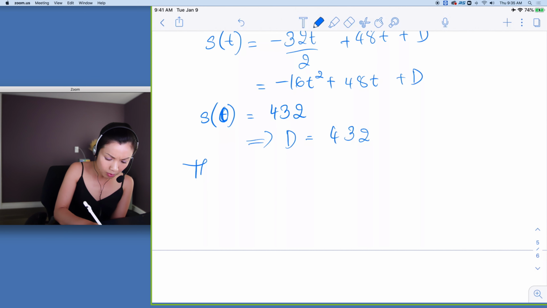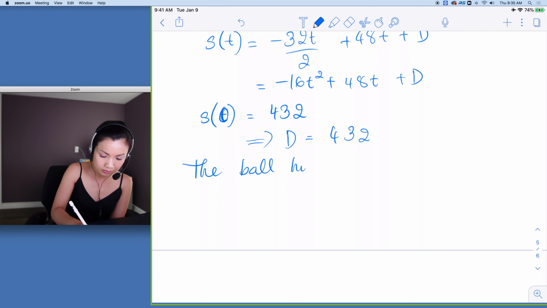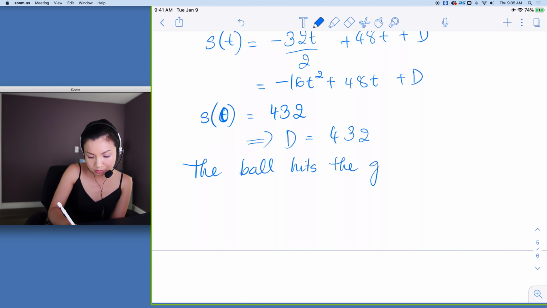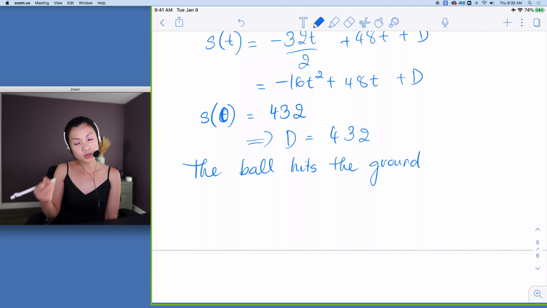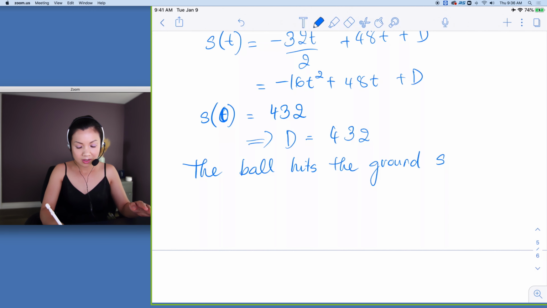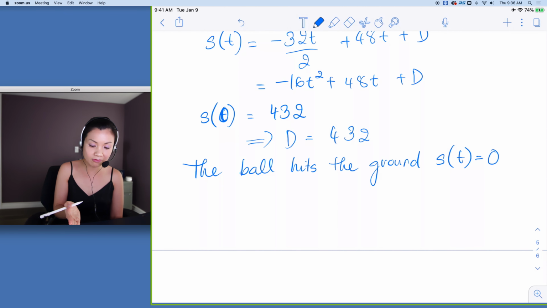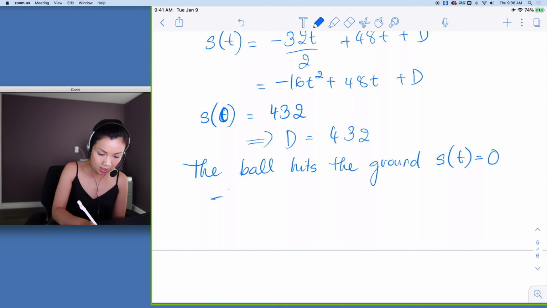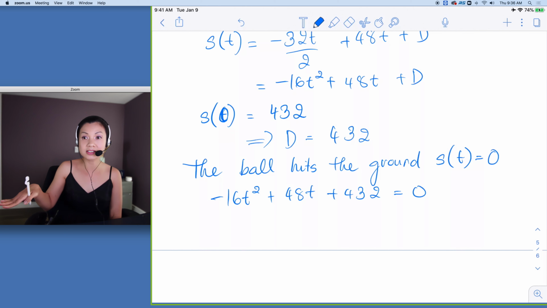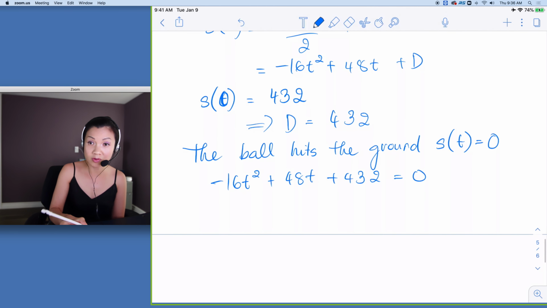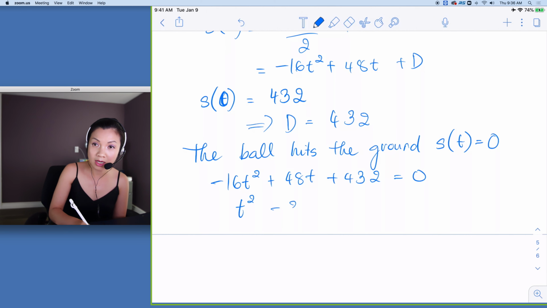Now, the ball hits the ground. What do we mean by that? When it hits the ground, that means s of t is going to be 0. And we are looking for the time. So I'm going to take the function and set it equal to 0. Negative 16t squared plus 48t plus 432, set equal to 0 because it hits the ground. And then from there, we solve for t. So we have t squared minus 3t minus 27 equal to 0.